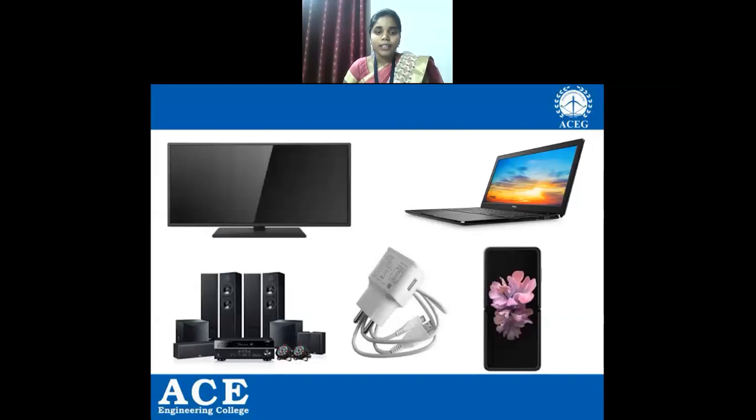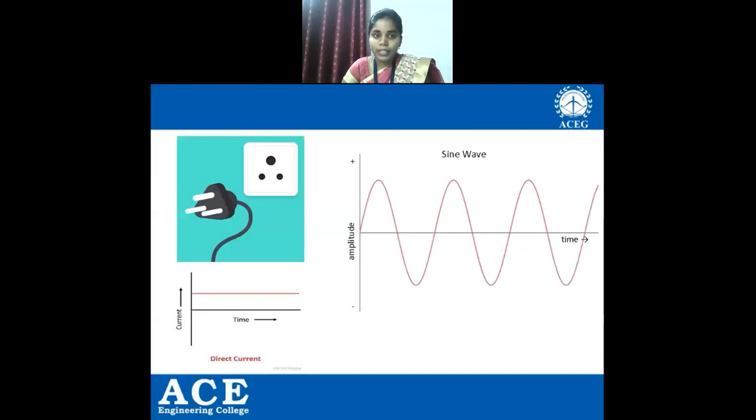And these household appliances will work for DC supply only. To work these, we require what? DC supply only. But in our home, in an electrical outlet, what type of signal are we getting? What type of current are we getting? Tell me what type of current we are getting from this electrical outlet. You can see on the left hand side top diagram. So this is the electrical outlet which we see in our home daily. Is it? Yes or no? This electrical outlet we can see in our home, right? From this we are getting what? AC current. You can see on the right hand side, here you can see an AC signal, that is alternating quantity.